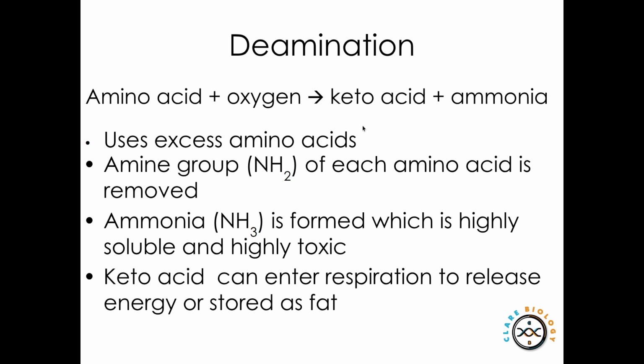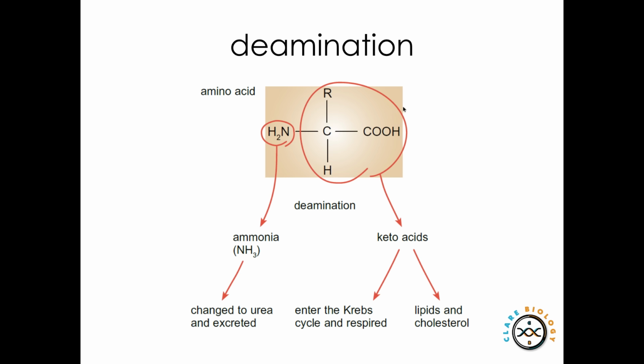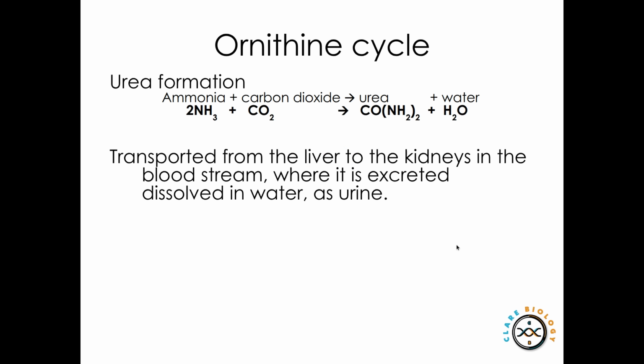So this keto acid that's produced can be used in aerobic respiration. It's used in the Krebs cycle of aerobic respiration, which we will look at when we get to respiration. This is just to remind you about what an amino acid looks like and the deamination process. So it's the amine group that's removed from the amino acid to form the ammonia in deamination. And then the second stage is where I make urea through the ornithine cycle.